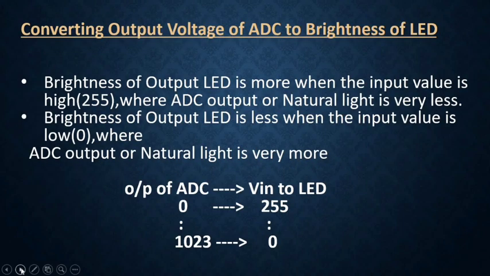Converting the output voltage of the ADC to the brightness of the LED: the brightness of the output LED is more when the input value is high, where the ADC output is high because natural light is very less. The brightness of the output LED is less when the input value is low, where the ADC output is low because natural light is very more. When the output of the ADC is 0, the Vin to the LED is 255, and so on until the output of the ADC is 1023. When we get 1023 as the output of the ADC, we will get 0 as the Vin to the LED.